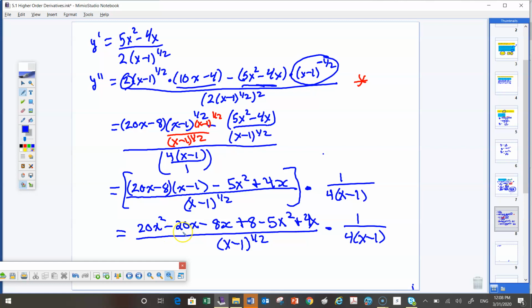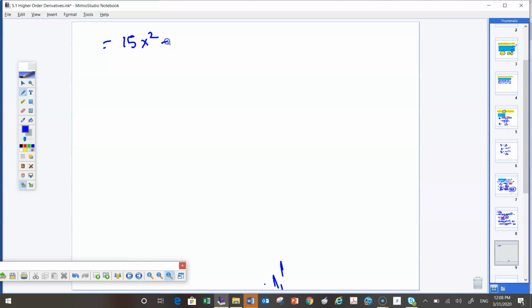And negative 20x minus 8 is negative 28, plus 4 is going to give me negative 24x. And I have a plus 8. And this is over my denominator of (x minus 1) to the 1/2 times 1 over 4 times (x minus 1).